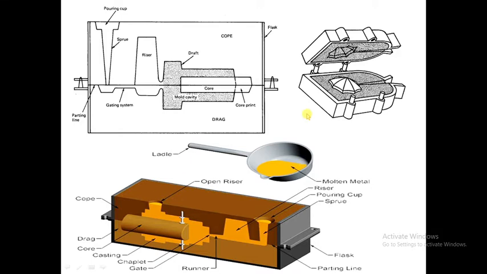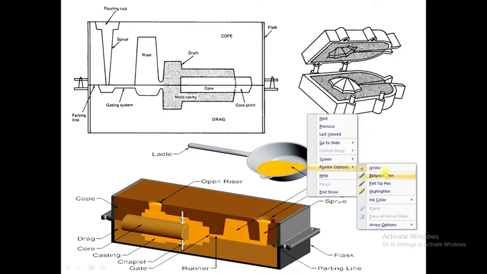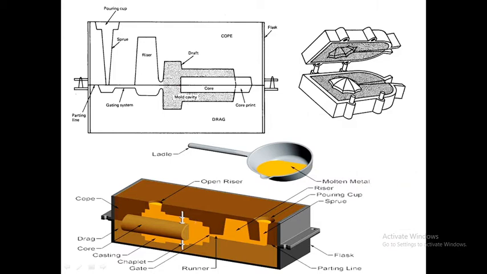So first is the pattern. Here you can see the pattern. The pattern is the approximate duplicate of the final casting, which is used to form the mold cavity.